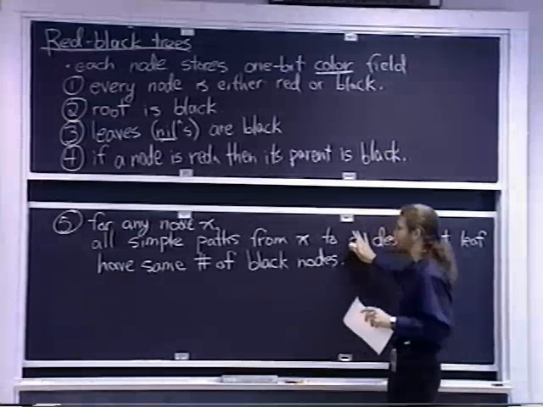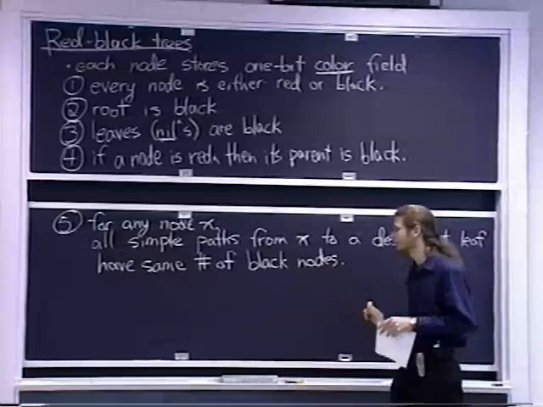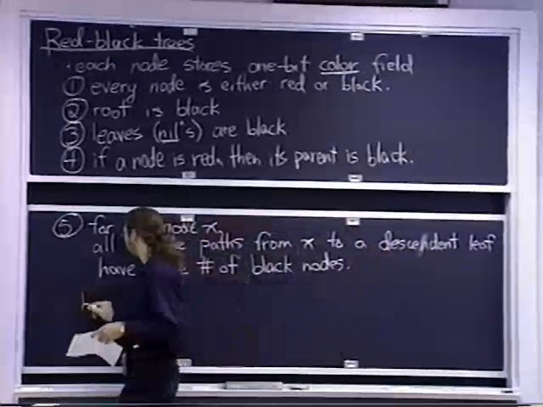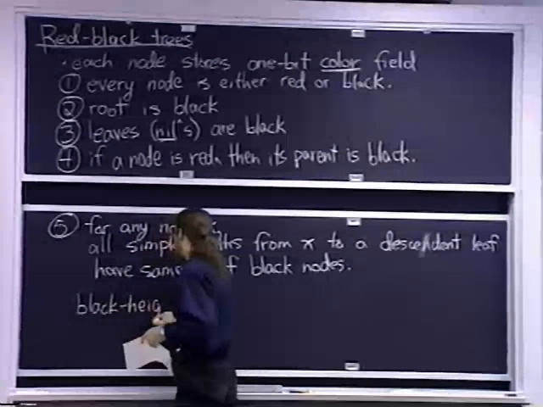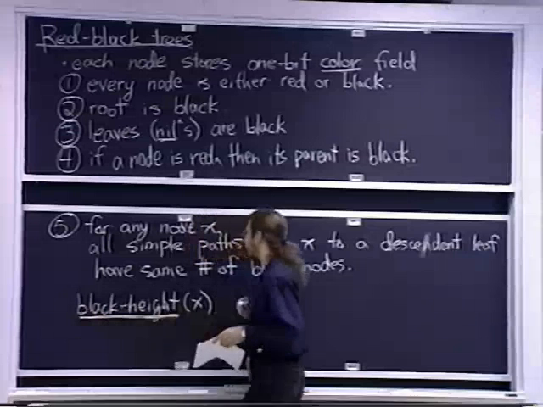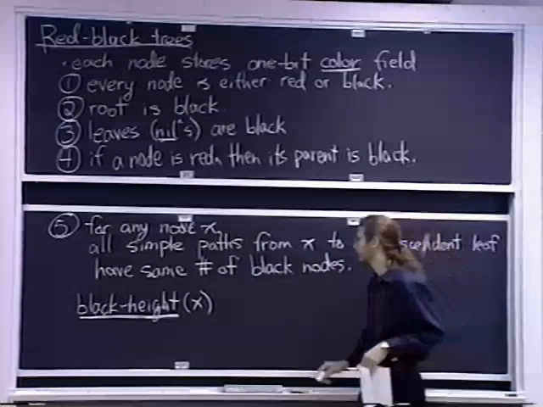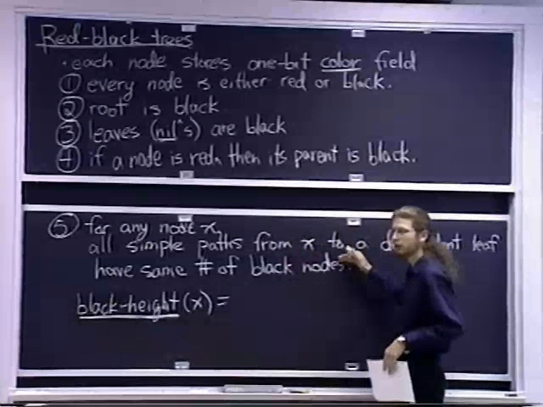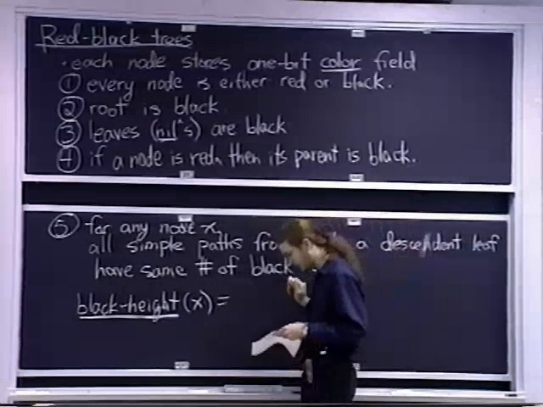This is really, in some sense, saying that it's perfectly balanced if you just look at the black nodes. We'll see that more formally in a moment. And definition, the black height of a node x is essentially the length of these paths. All of these paths have the same number of black nodes, so just count that number of black nodes, excluding x. That's the black height.